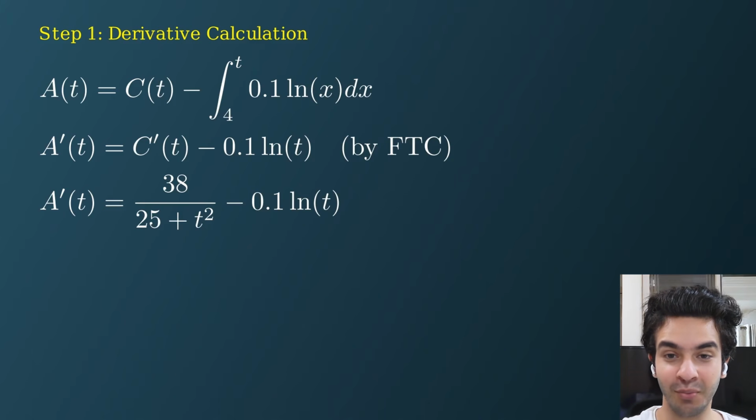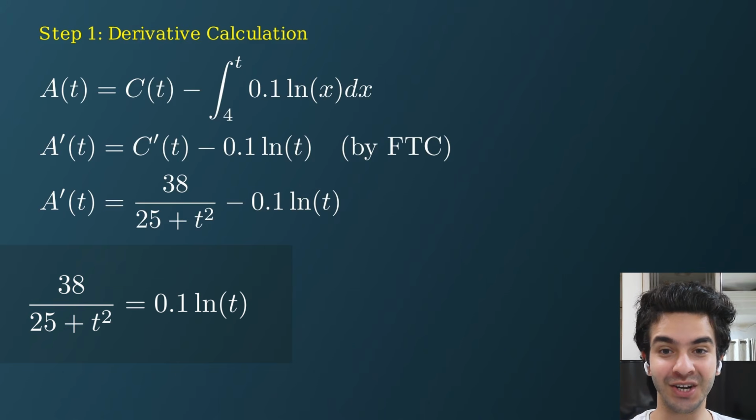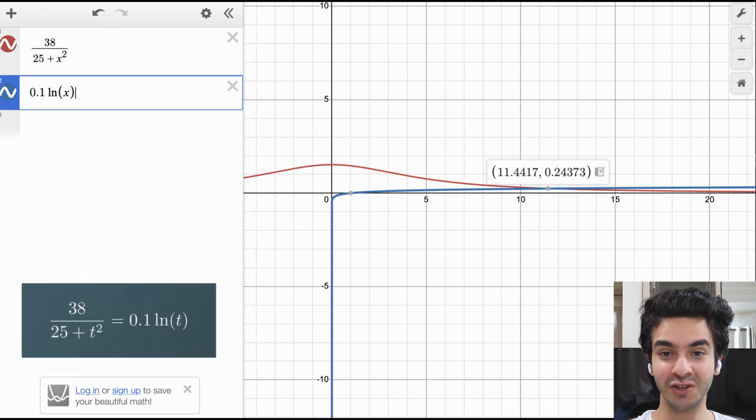We want to find the maximum point of a, so let's set a dash t equal to 0, and then move this 0.1 ln t to the other side. And we're left with this equation here. Thing is, this equation is pretty much impossible to solve algebraically, but what we can do is plug it into Desmos like so. Desmos will only graph something if you use x and y as the variables, so we just put in x instead of t into our equations here. And we can see the graphs intersect when t equals 11.4417.